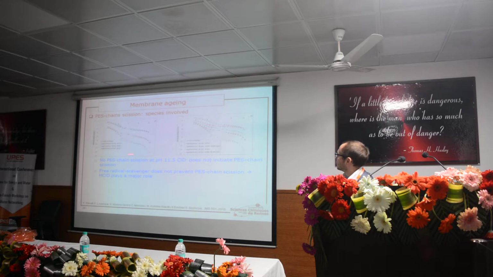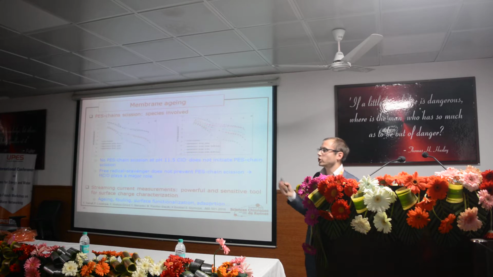But also, when we used free radical scavengers, we could not avoid the PES chain scission, meaning that hypochlorous acid plays a major role in PES degradation. So using this technique, we could also give information on what species are responsible for membrane degradation.